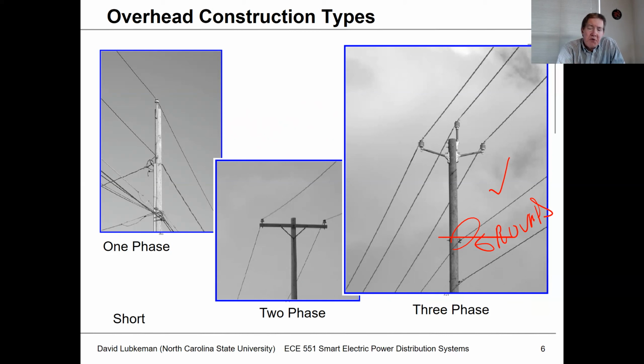We've also got two-phase. We've also got single-phase. This shows us a case where we have these standoff arms, or you could have a cross arm sort of arrangement. In the case of the cross arm, you can see you have these little pin type insulators that support the wire.